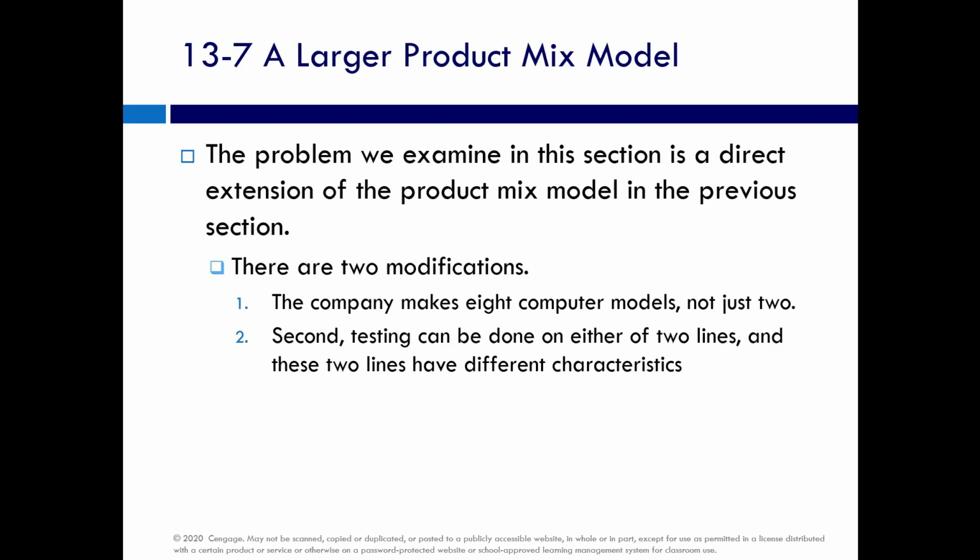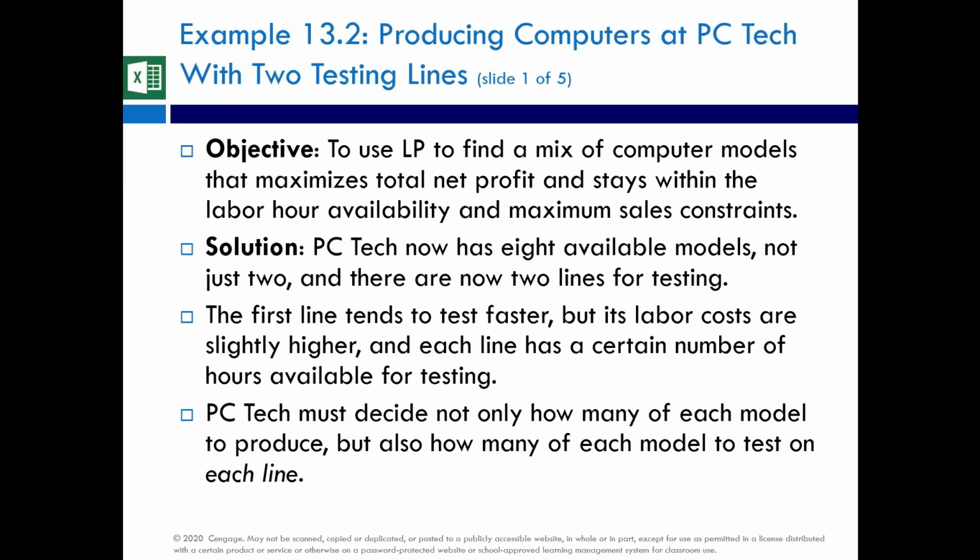A large product mix. The problem we examine in this section is a direct extension of the product mix in the previous section. There are 2 modifications. The company makes 8 computer models, not just 2. Second, testing can be done on either of 2 lines, and these 2 lines have different characteristics. Objective: to use LP to find the mix of computer models to maximize total net profit and stay within the labor hour availability and maximum sales constraints.